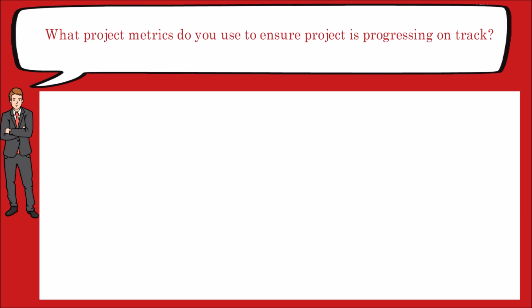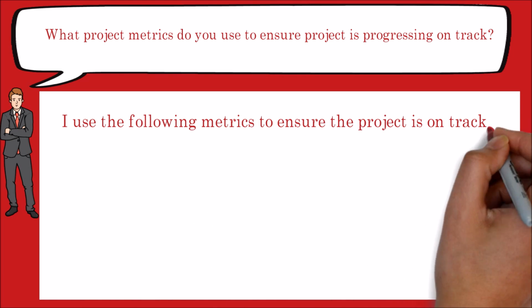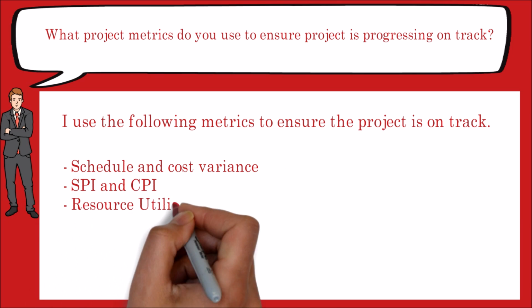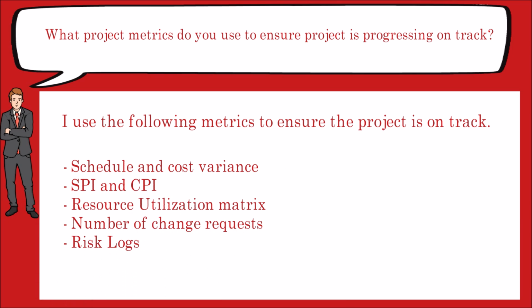Assess productivity of the team. Assess quality of work products to be delivered. Sample answer. I use the following metrics to ensure the project is on track. Schedule and cost variance. Resource utilization matrix. Number of change requests. Risk logs.